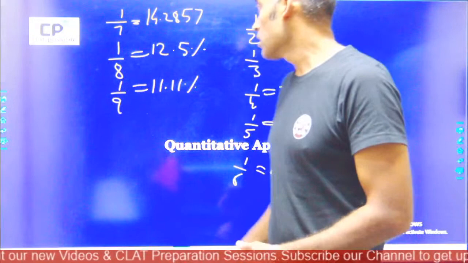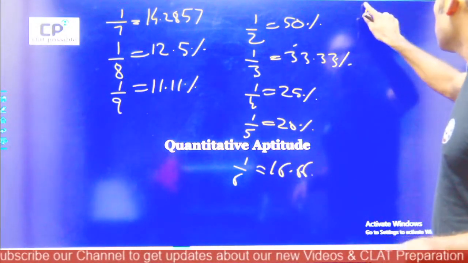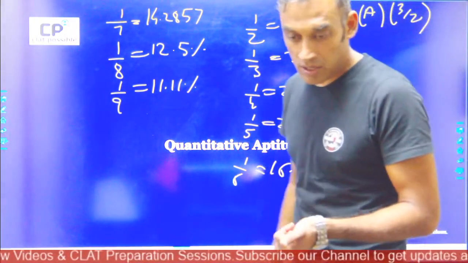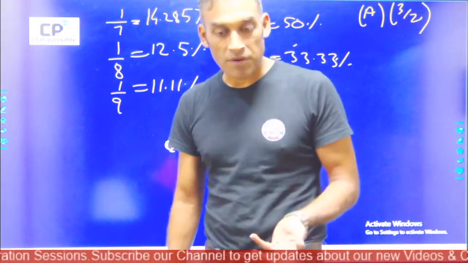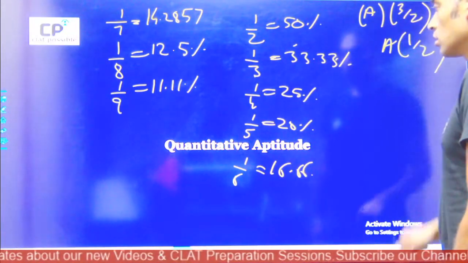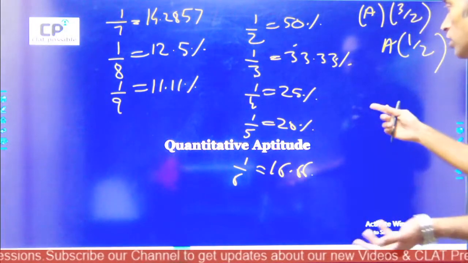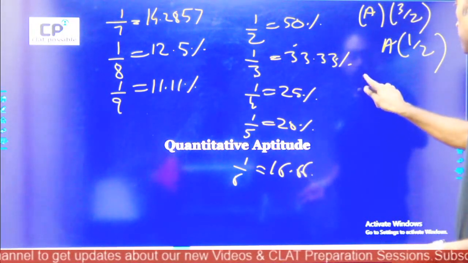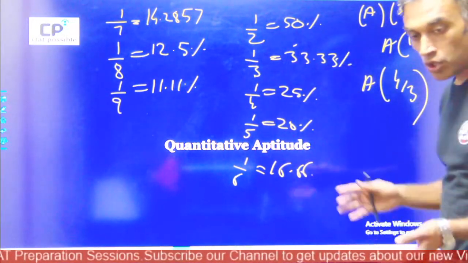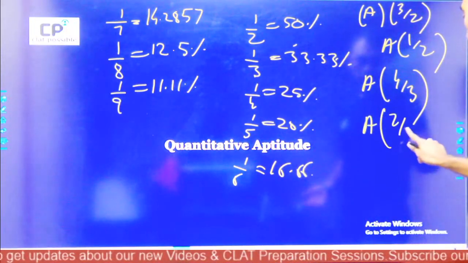Now, for instance, if I say something has increased by 50%, so all that I'll do is, let's say the number is A, it will become A into 3 by 2. So we use a multiplying factor. Similarly, if something has dropped by 50%, then we'll just say A into 1 by 2, right? Something increases by 33.33%. So we will just say A will become A into 4 by 3. A drops by 33.33%. So A into 2 by 3.